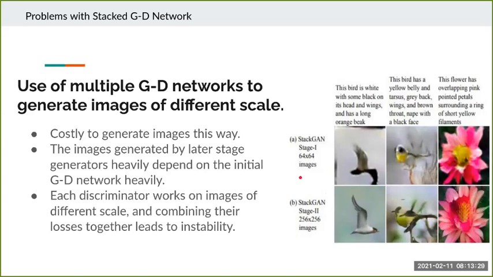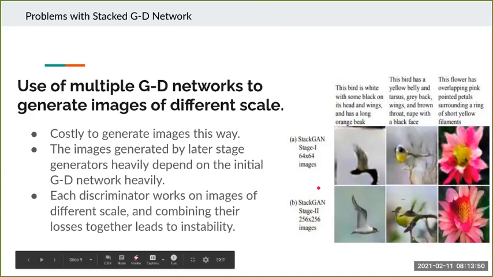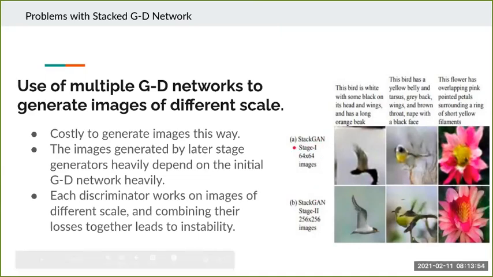And the third problem is that each discriminator works on an image of a different scale, and then the losses are combined. If you have seen, the contrastive loss is used in the SDGAN architecture. So the discriminator network works on different scales, because this image might be 64 by 64, and this image will be 256 by 256. This is basically a result from the StackGAN, but it's true for all the architectures that we have seen right now.